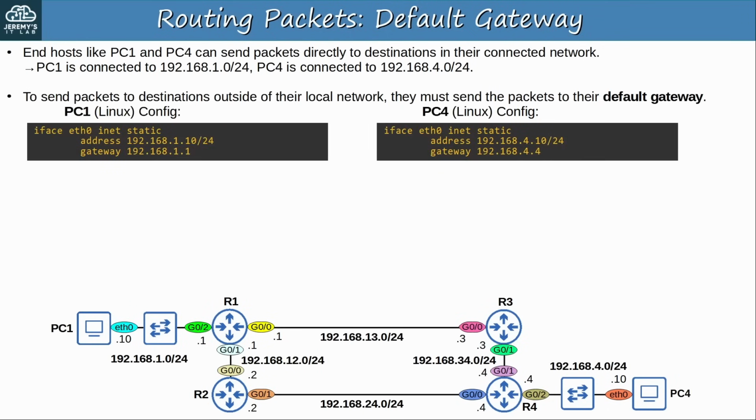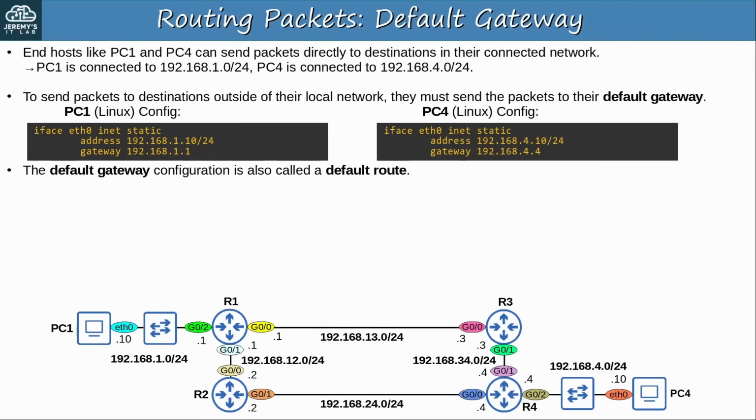So these are the configs on PC1 and PC4. In Linux, the interface configurations are stored in a text file that you can edit. On PC1, for example, there is the line address 192.168.1.10/24, which configures the IP address as 1.10 with a prefix length of /24. And below that is the default gateway configuration, gateway 192.168.1.1. So to send packets to destinations outside of its local network, PC1 will send packets to R1.